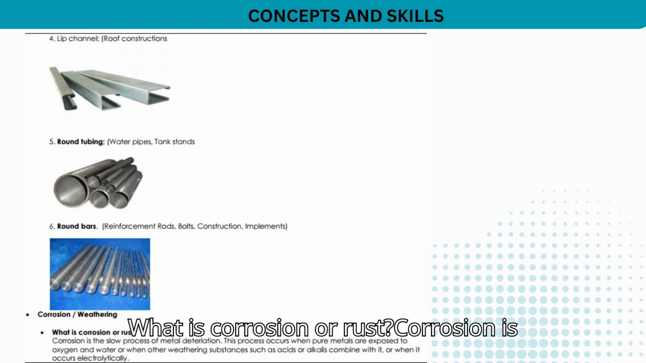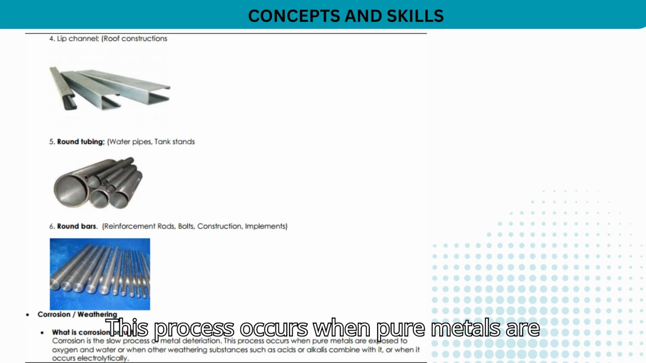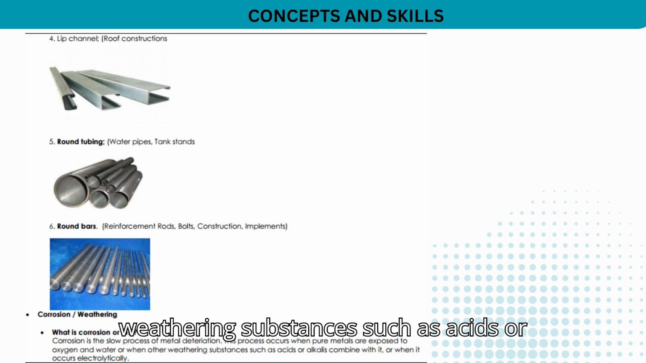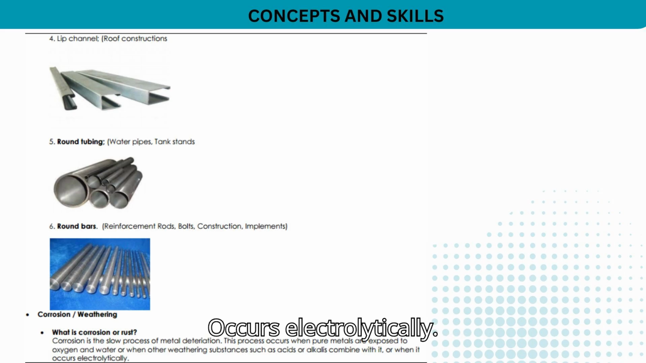Corrosion/weathering. What is corrosion or rust? Corrosion is the slow process of metal deterioration. This process occurs when pure metals are exposed to oxygen and water, or when other weathering substances such as acids or alkalis combine with it, or when it occurs electrolytically.